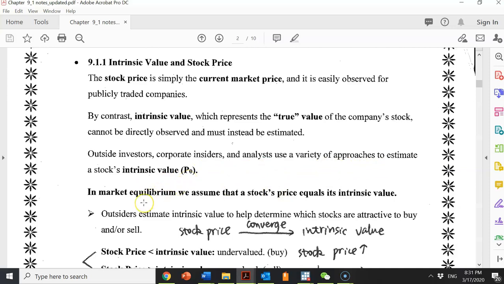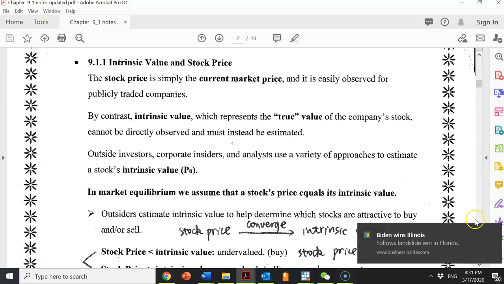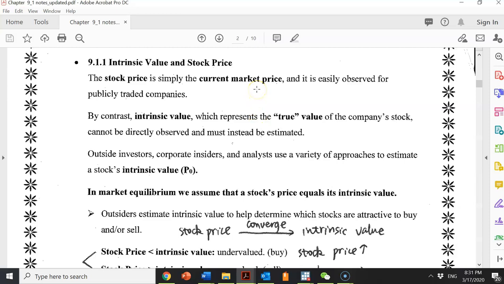In market equilibrium, we assume that stock price equals its intrinsic value. So the market stock price you observe in the market is decided by the buying and selling activities in the market. So it shows how investors perceive the risk of the stock and how investors think the stock market price should be for this stock. On the other hand, intrinsic value is our estimated true value of the firm, P0.